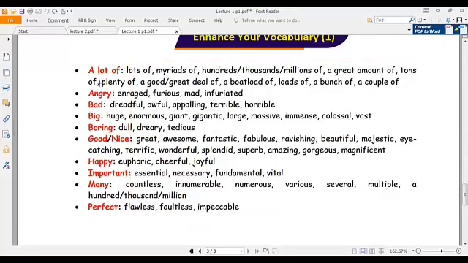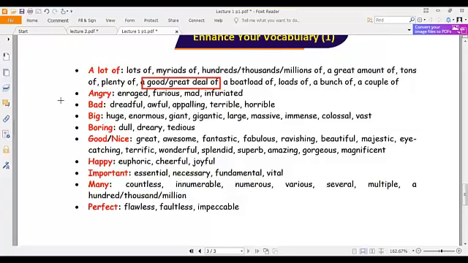Okay, read, Malik. A lot of: lots of, myriads of, hundreds, thousands, millions of, a great amount of, tons of, plenty of, a great deal of, a boatload of, loads of, a bunch of, a couple of. Angry: enraged, furious, mad, infuriated. Yes, infuriated. Thank you.